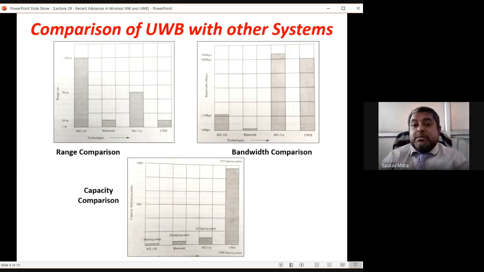Then comes the most important slide of this lecture: the comparison of performance between Bluetooth, ultra-wideband, and narrowband 802.11a and 802.11b. We find that ultra-wideband has the highest capacity, that is 955 kbps per square meter. Ultra-wideband has almost the highest bandwidth, that is 50 Mbps, but range is a problem for ultra-wideband. Range is very less, around 50 meters. Whereas 802.11b has the highest range, around 100 meters, and the capacity and bandwidth of 802.11b and Bluetooth are very less.